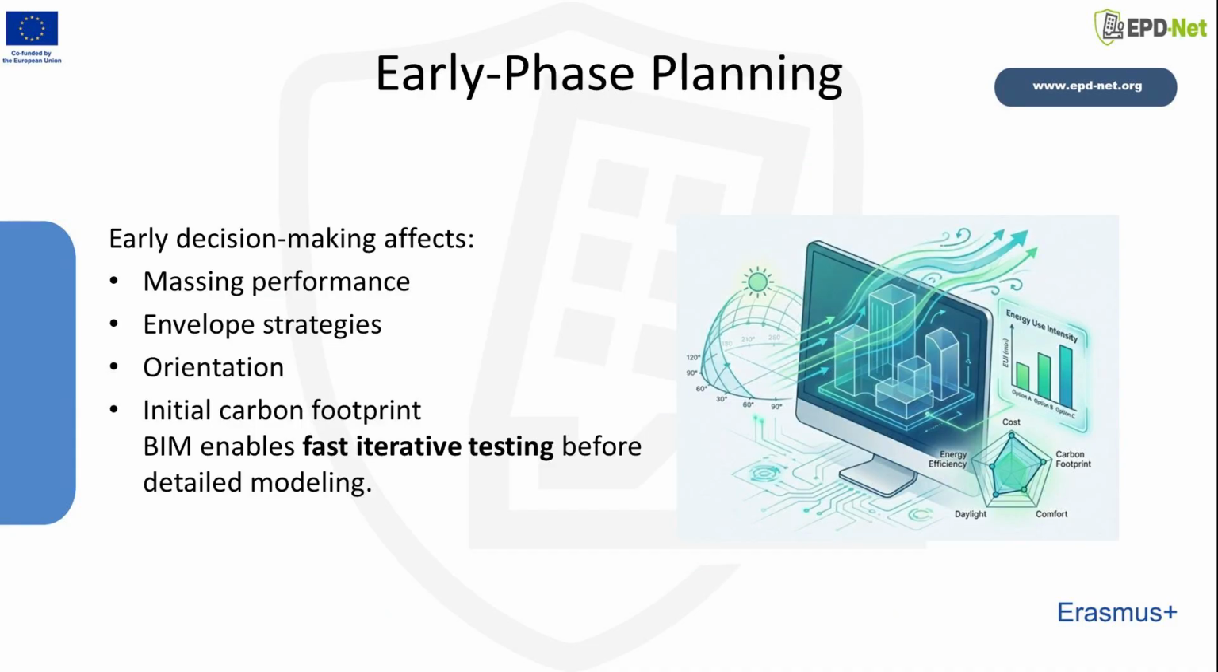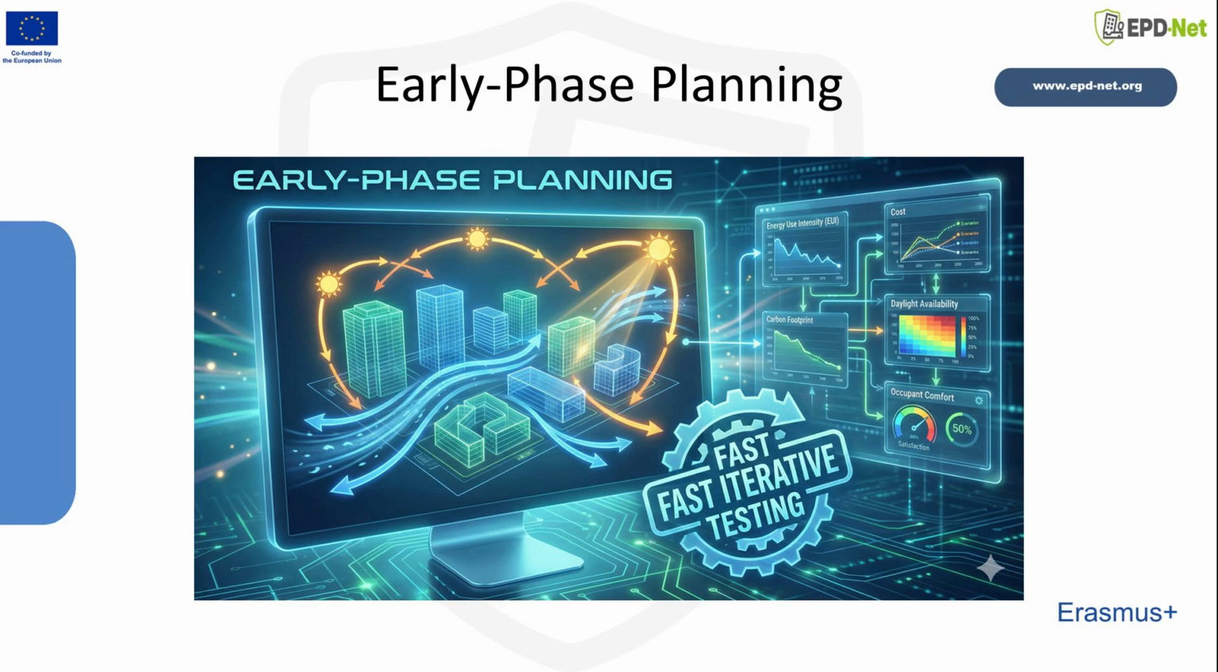Early phase planning has disproportionate influence on environmental performance because decisions on massing, orientation, and envelope form significantly affect heating, cooling, and daylight potential. BIM-based early modeling allows rapid exploration of alternatives, generating performance indicators such as solar access, shading patterns, and preliminary EUI estimates. Adjustments made at this stage, like rotating the building mass or altering window placement, can reduce long-term carbon and energy loads more effectively than late-stage interventions.